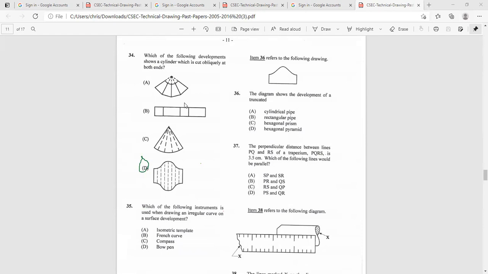Refer to the following diagram. The diagram shows the development of a truncated cylinder. Once it's shaped like this, it's a cylinder. So this is a truncated cylinder.